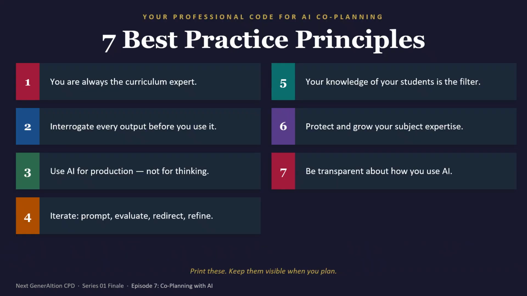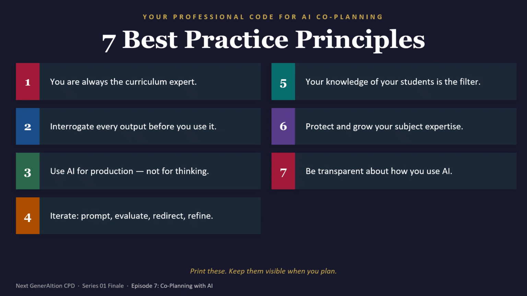So this slide brings together the 7 core principles that underpin safe, effective AI co-planning. Think of these as your professional code, the habits that keep you firmly in control while still benefiting from the speed and flexibility of AI tools.